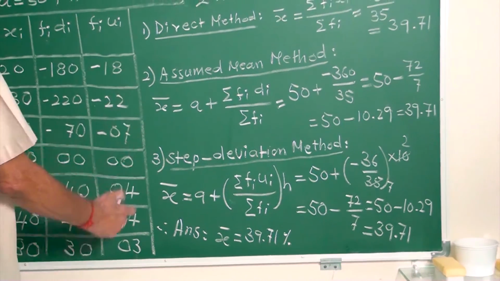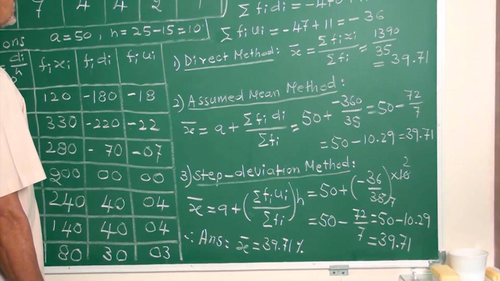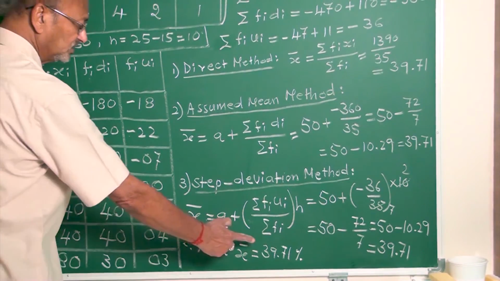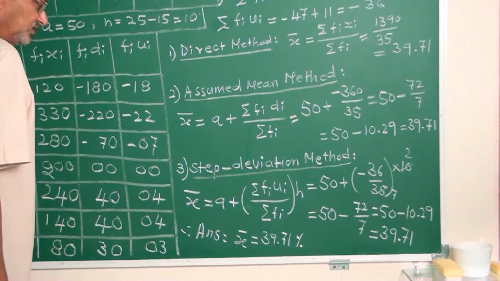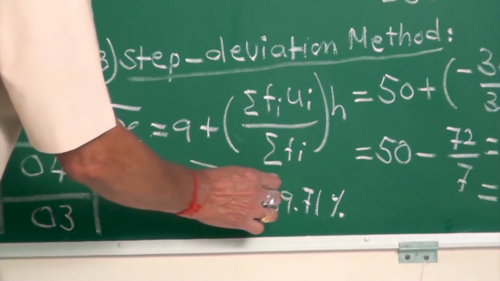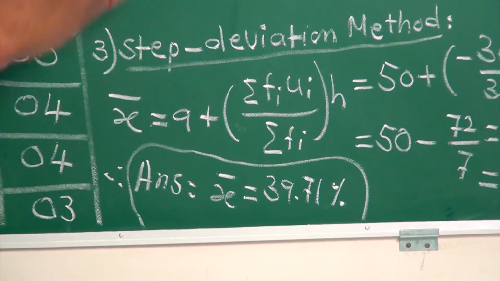From all the three methods, my friend, the required mean percentage is 39.71 percentage. This is the value. This is the answer, my friends.